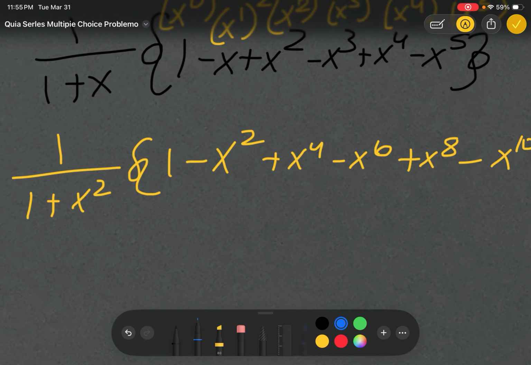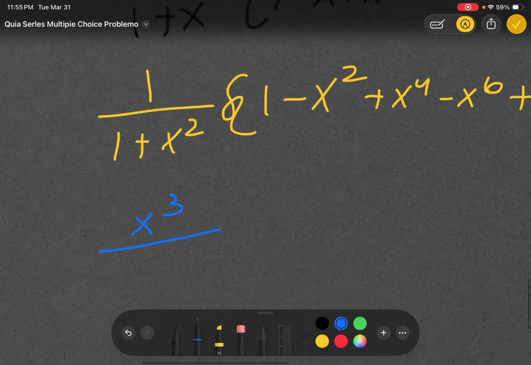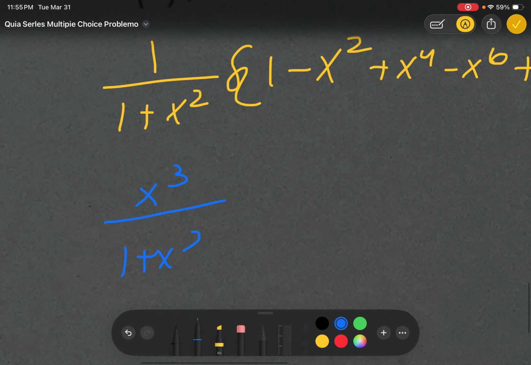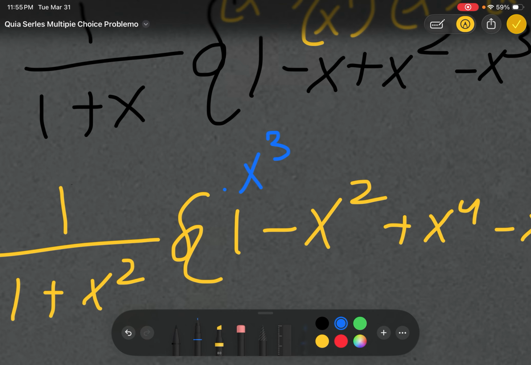Now the last part is going to be x cubed over 1 plus x squared. So basically this can be rewritten as x cubed times 1 over 1 plus x squared. That's the same thing. So all we're going to do here is multiply everything by x cubed. This, everything.